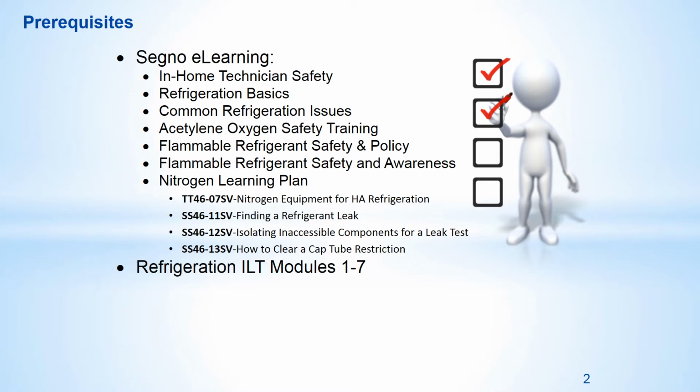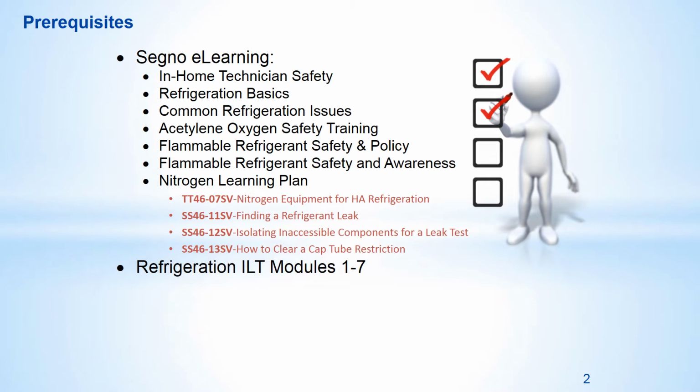You must have completed the Segno e-learning plan for nitrogen training, which includes 4 videos: TT46-07SV, SS46-11SV, SS46-12SV, and SS46-13SV. Your mentor or instructor will be signing off that you can safely and effectively complete all activities involving the use of nitrogen. Follow the steps in the nitrogen training as you demonstrate each of the nitrogen activities called for in this refrigeration course.